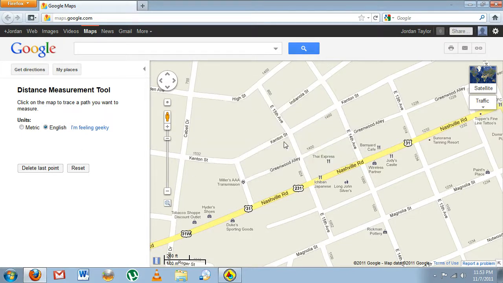Oh, don't want to go to Miller's AAA. So we put our green arrow, and then place our red arrow as just the segment. And here we can see students will have measured in English 490.7 feet, or in metric 149.5 meters. And again, they'll write this down.